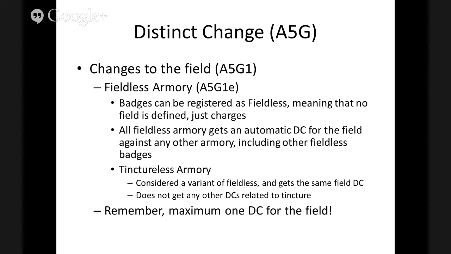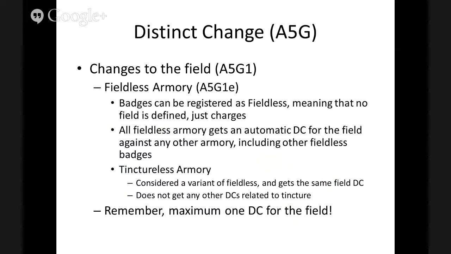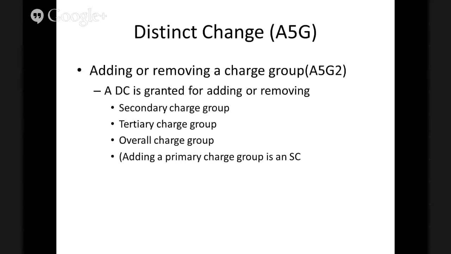We just looked at like 5 ways to get a DC for the field, but you only get one. So, adding or removing a charge group gets you a DC. Now we know that adding or removing a primary charge group gets you a substantial change, but adding a secondary, tertiary, or overall charge group, or removing it, gets you a DC.